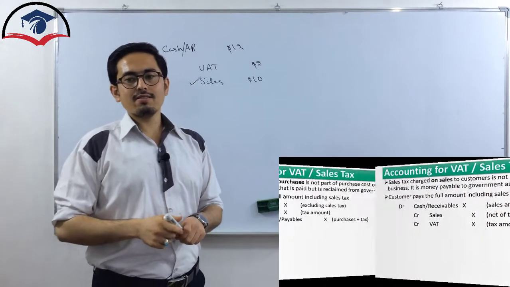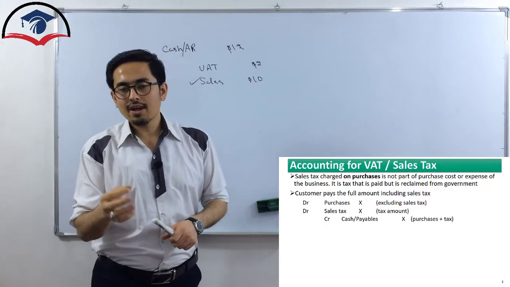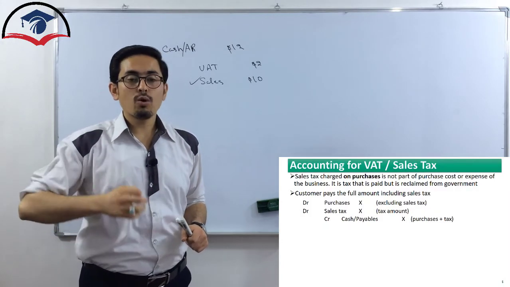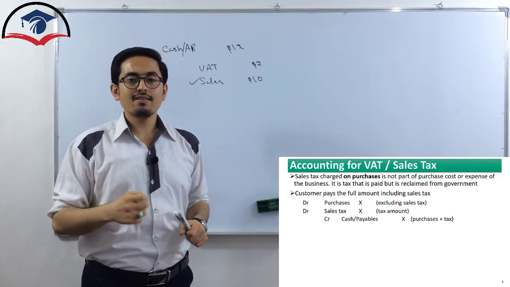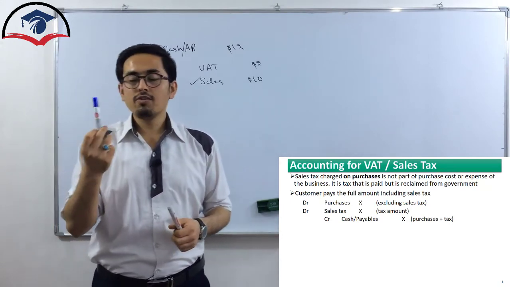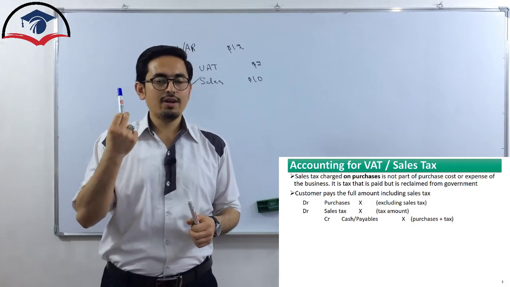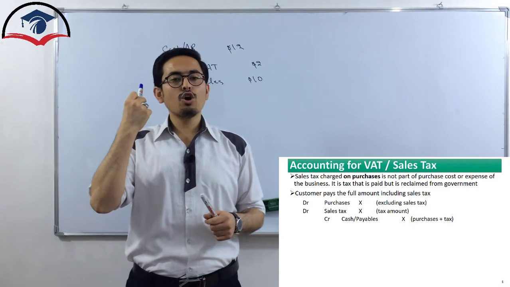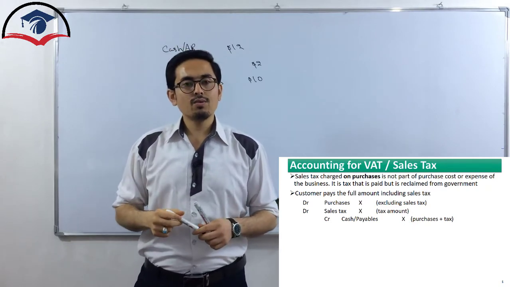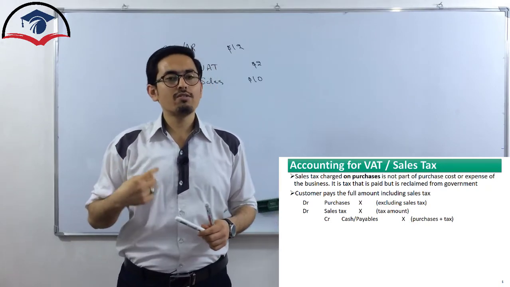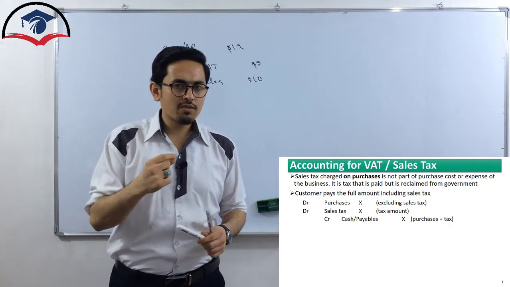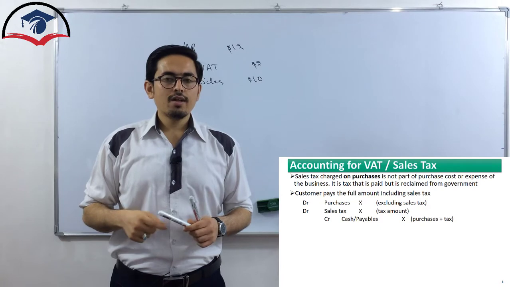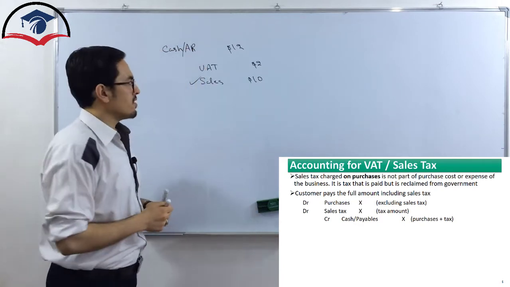For the purchase side, the sales tax charged on purchases is not part of the purchase cost or expense of the business. This is the same case. If you purchase this marker for $6 and you paid $1 tax, that $1 is not a cost for the business. This $1 is the amount you will recover, whether from the customer or from the government or tax authorities. That's why the $6 will be recorded as expense.